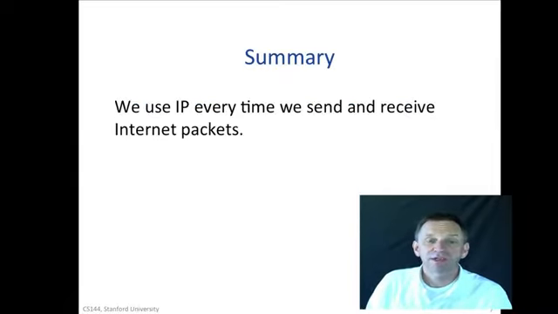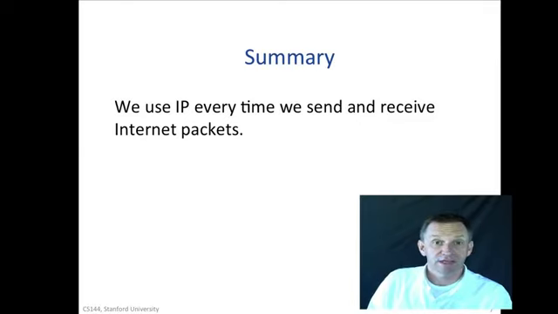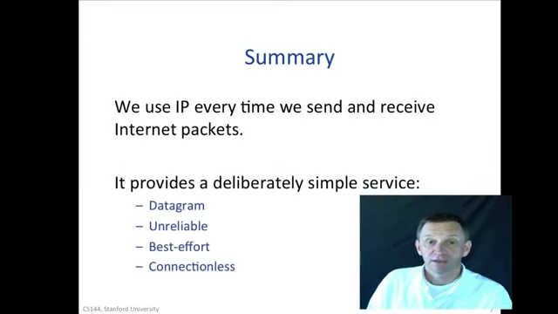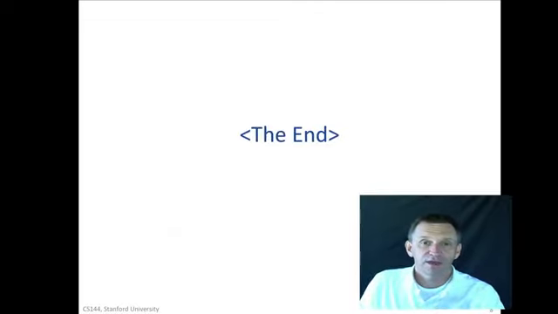In summary, we use IP every time we send and receive packets in the internet. It provides a deliberately simple service. This was designed so that it could operate over lots of different types of network, and we could leave the details of reliable in-order delivery to transport layers that run on top. IP provides a simple service of datagrams that are unreliable, they may be dropped, best effort in that we only drop them if we've run out of resources, and connectionless in the sense that there is no per flow state and datagrams may be delivered out of sequence. This is the end of the video on the IP service model.